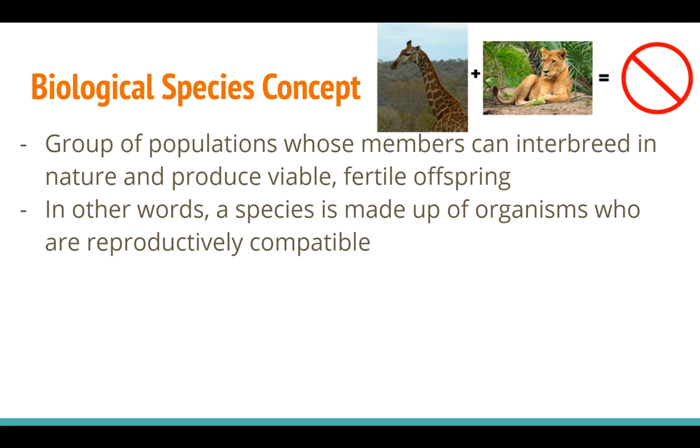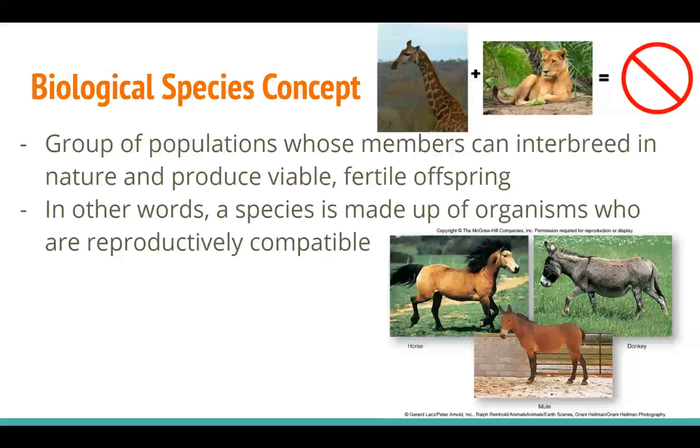So there are lots of different examples. Some things just physically can't interbreed. I'm pretty sure in a giraffe and a lion that it physically wouldn't work for them to try and interbreed. Therefore, they are obviously different species. Not to mention, I don't think they ever would, right? Sometimes it's a little less obvious.